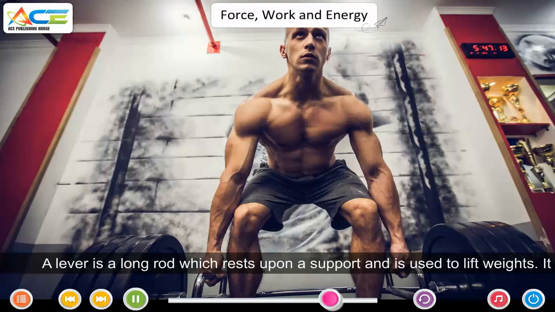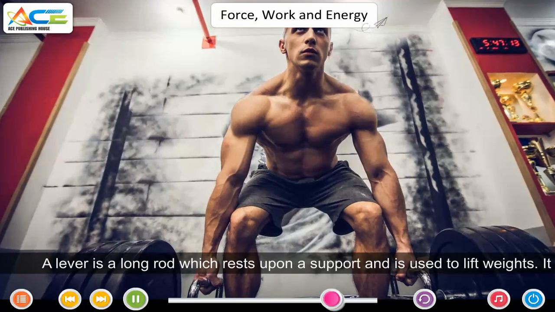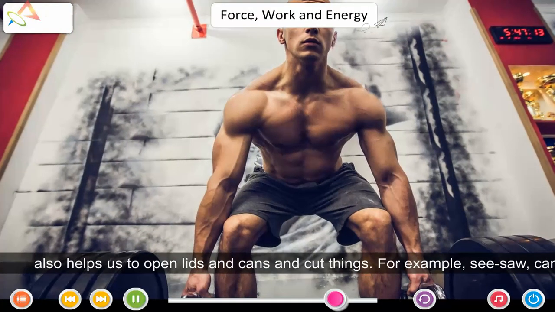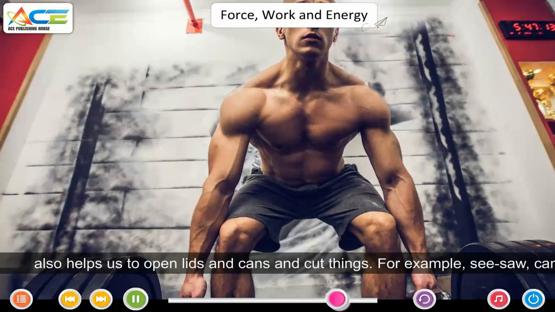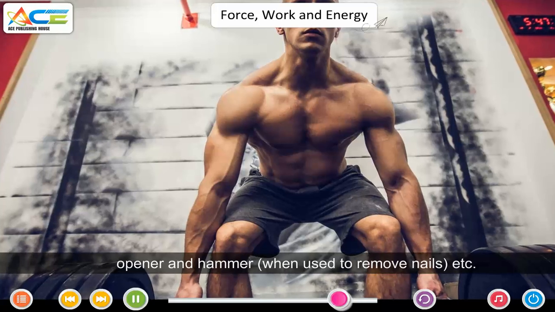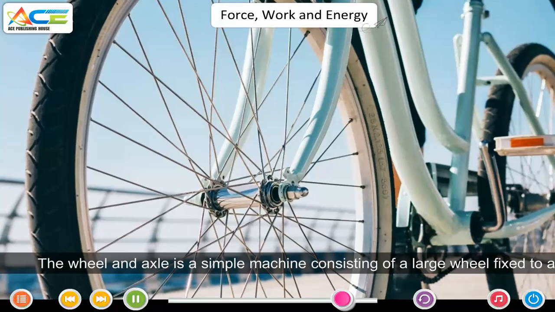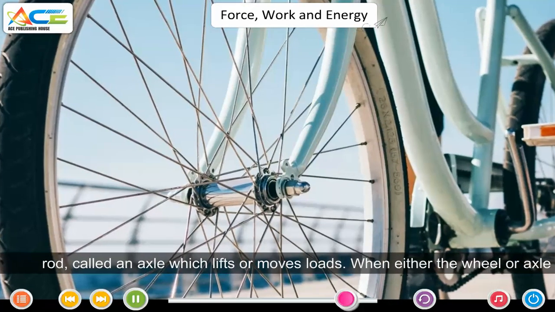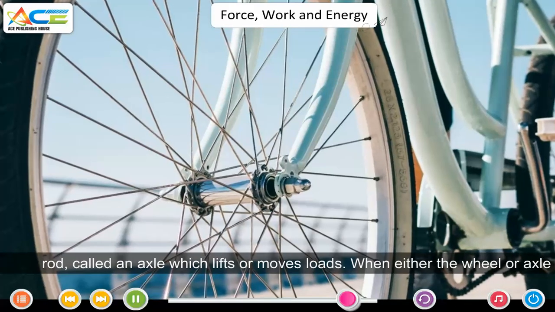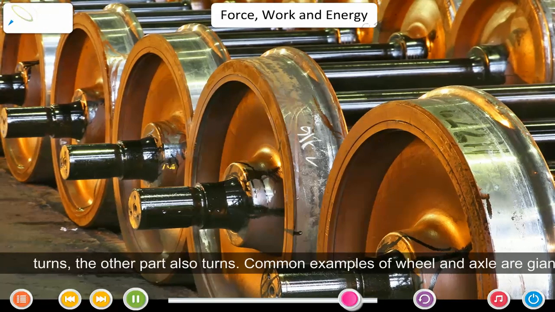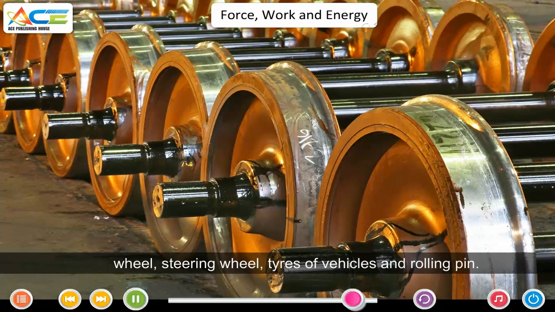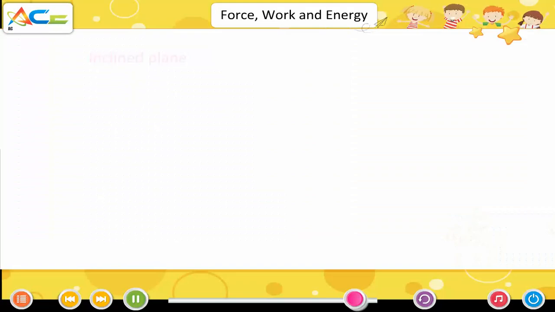Lever. A lever is a long rod which rests upon a support and is used to lift weights. It also helps us to open lids and cans and cut things. For example, seesaw, can opener, and hammer when used to remove nails, etc. Wheel and axle. The wheel and axle is a simple machine consisting of a large wheel fixed to a rod called an axle, which lifts or moves loads. When either the wheel or axle turns, the other part also turns. Common examples of wheel and axle are giant wheel, steering wheel, tires of vehicles, and rolling pin.